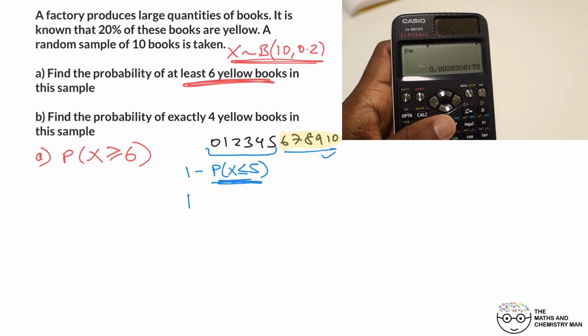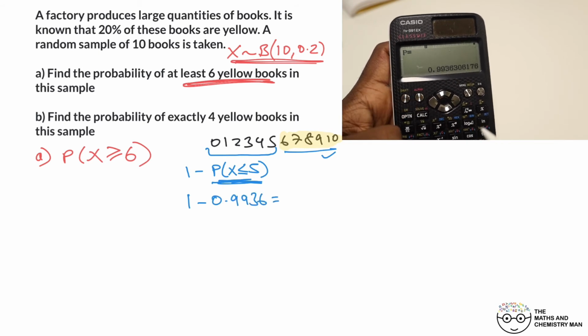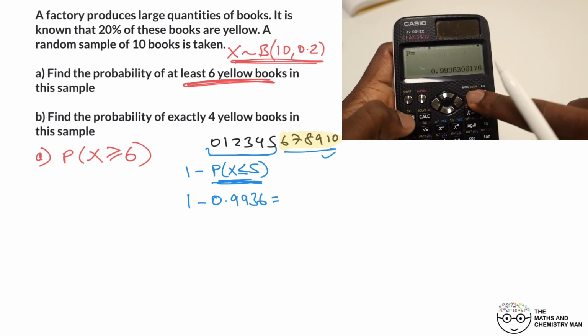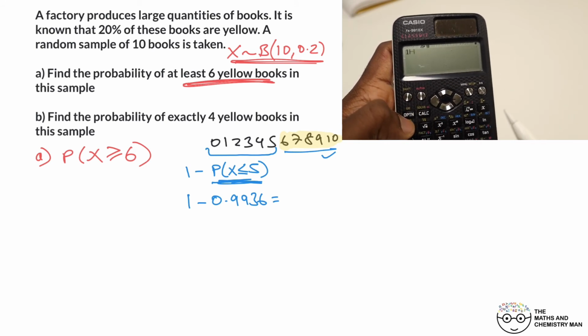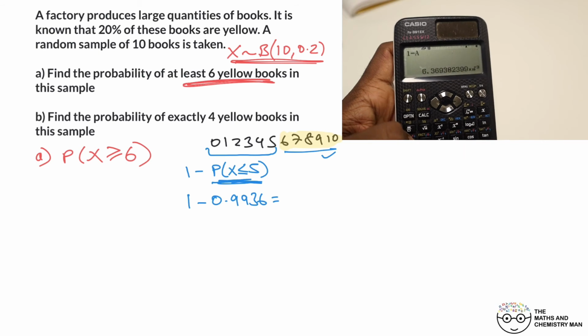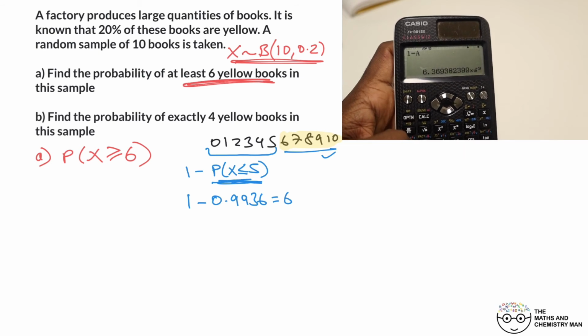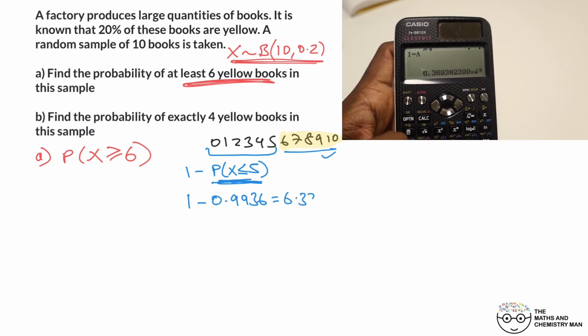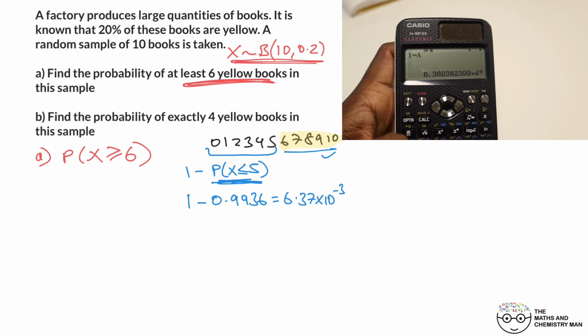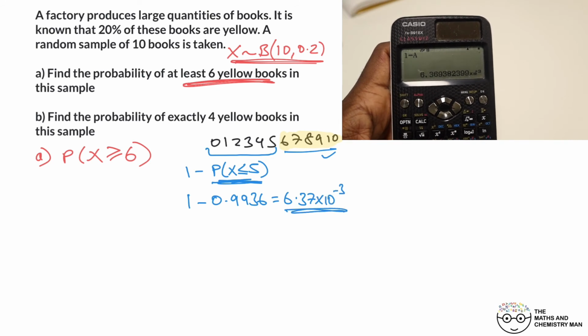It's 1 minus 0.9936. So we'll just subtract that. Let's just quickly store this. Store that in A, menu 1, and then 1 subtract whatever A was. We get this tiny number, that's 6.37 times 10 to the minus 3. So hopefully you've got that for part A.